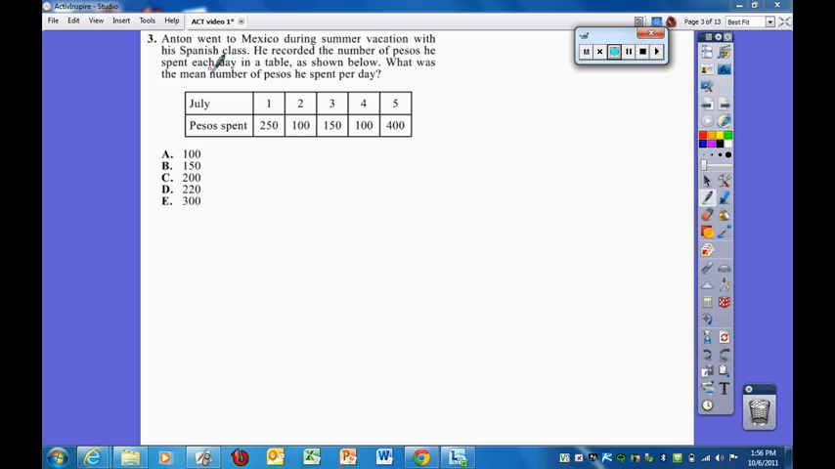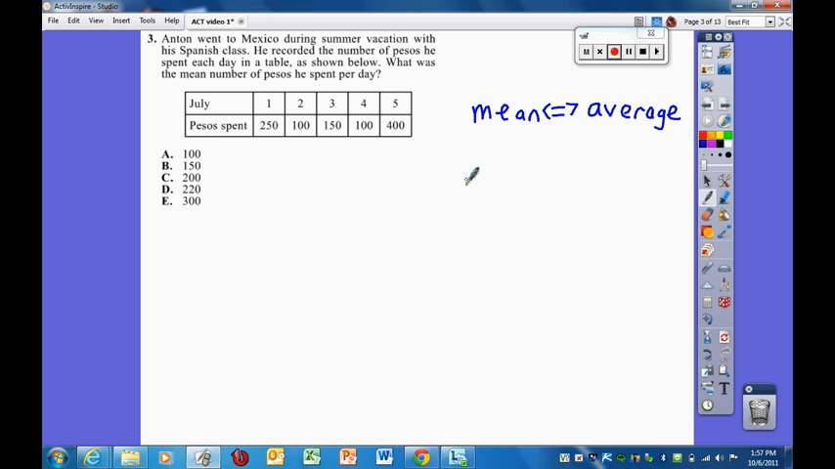Recording the number of pesos spent each day in a table, and then we are asked to find what is the mean number of pesos spent per day. Now, mean is the mathematical word for average. As you are getting your report card or your average, you are getting the mean of all of the work that you've done. It's one way to think about it.